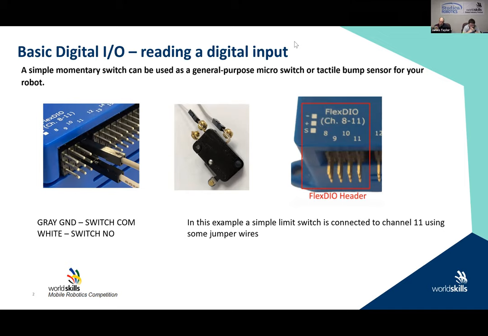So the gray wire is on the common on the limit switch, and the white wire is on the normally open contact by default. And we are just going to wire that in, and it's connected to channel 11, okay, with a couple of male to female jumper wires. That's all that's going to happen. Reading that basic digital IO.